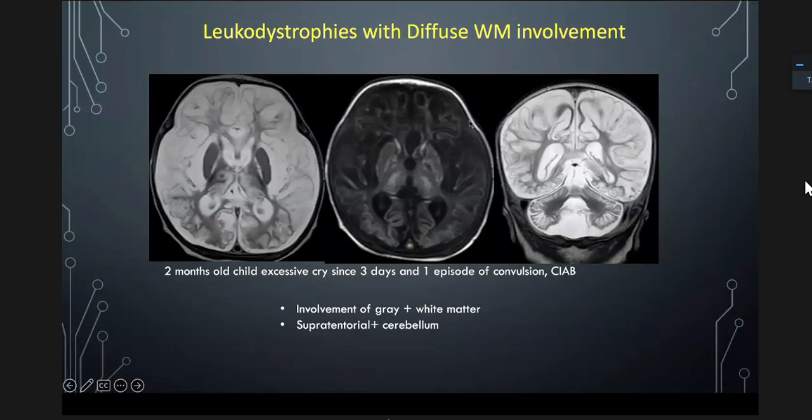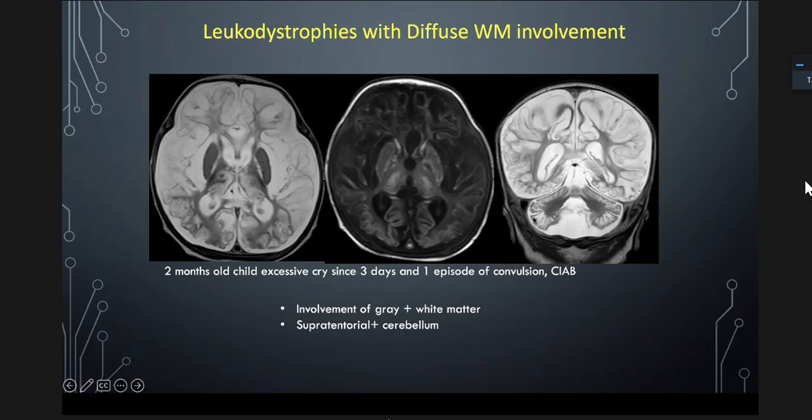Again, diffuse involvement. Now, this child is a 2-month-old child who had excessive cry and one episode of convulsions. The birth history is normal, and here we see a lot of gliosis, atrophy. The white matter is completely involved, and also there is involvement of the cortex. So there is white matter. Both are involved. The caudate is completely atrophied. There is abnormal signal in the thalamus.